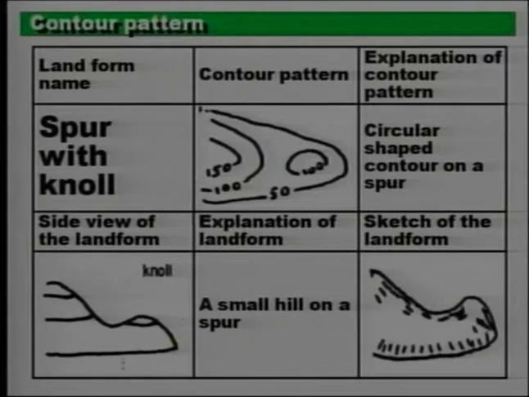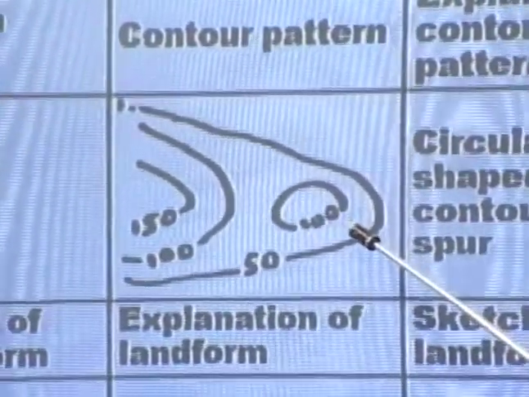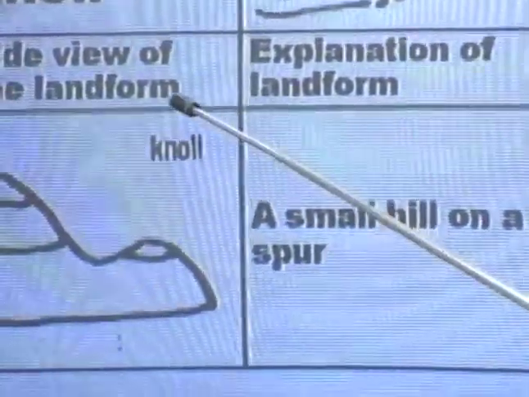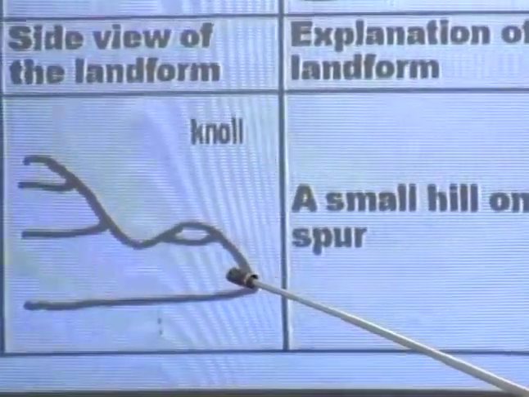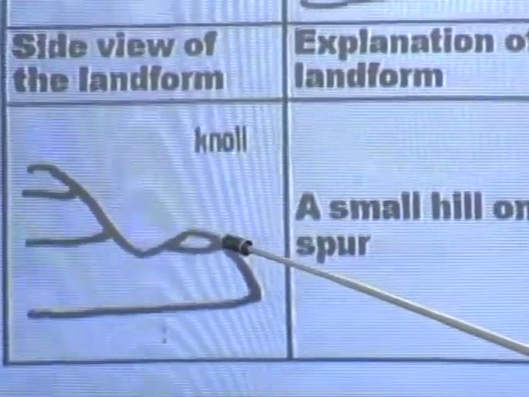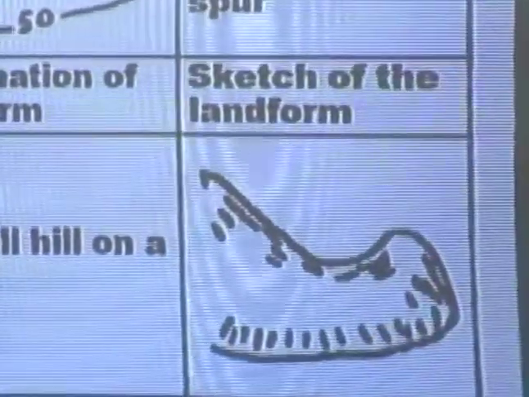Okay, you look at the contour pattern again. You have the spur or the ridge itself, and then you have a circular contour which is found on the spur. On the side view, this is what that feature would look like. And this particular circular contour represents a knoll. And the sketch of it is shown here.